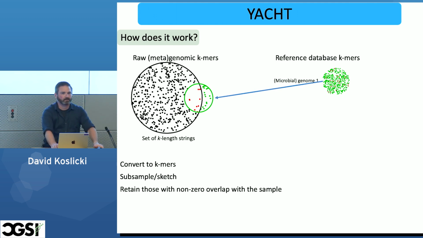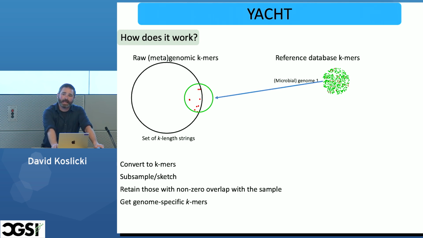After that, we're going to take a little cue from Kraken, Bracken, and a lot of these other cases, and we're going to look at informative k-mers, that is, those k-mers that appear in a single reference genome and not other ones. Here, we have a lot more of them because I don't do it for the entire reference database, just the ones that have non-zero overlap with my sample.